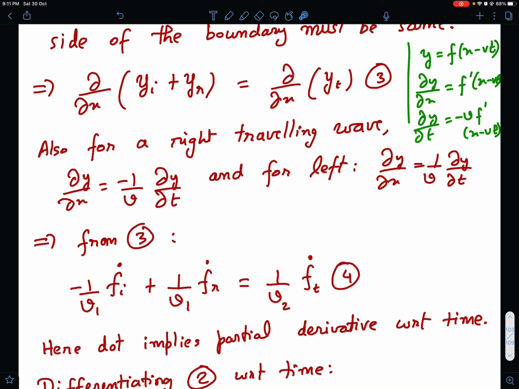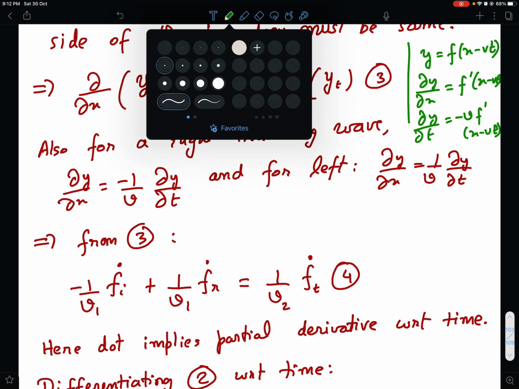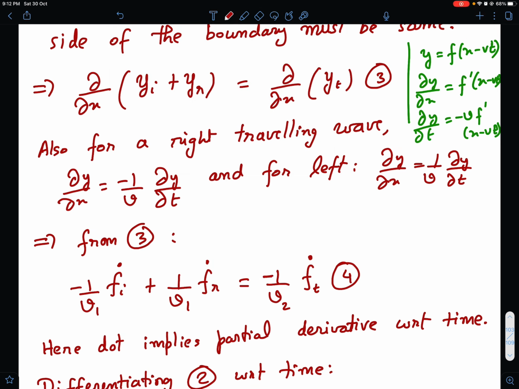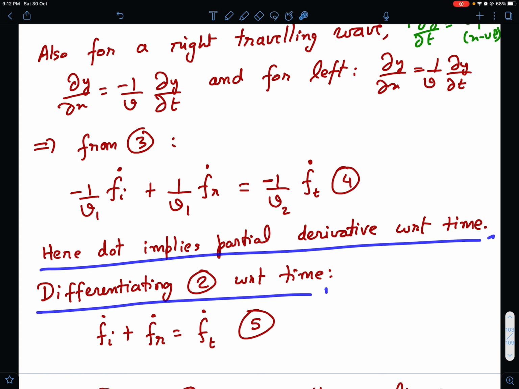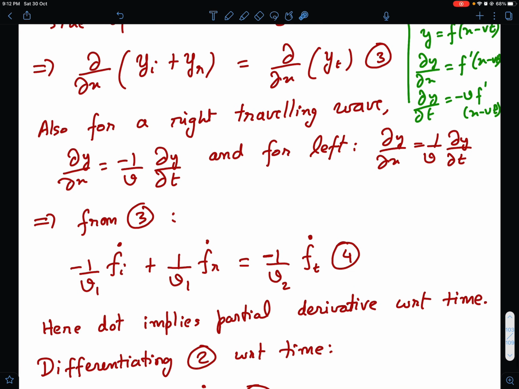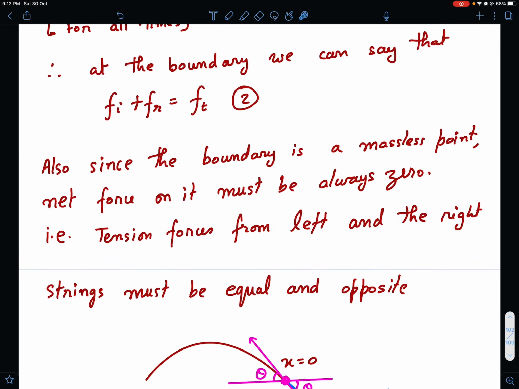And this should be equal to del by del x of y t, that is 1 upon v2, because the velocity in the second medium is v2. So 1 by v2, and it's a right travelling wave, so 1 by v2 times f dot t. In fact I missed a minus sign, although I remember the correct result, so my final answers are correct. Did a little cheating there, but there should be a minus sign over here because it's a right travelling wave. So I have corrected that. Here dot implies the partial derivative with respect to time, and now I differentiate 2 with respect to time.